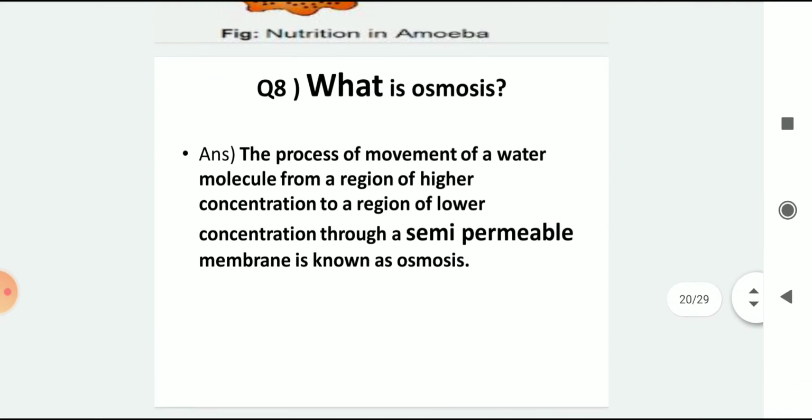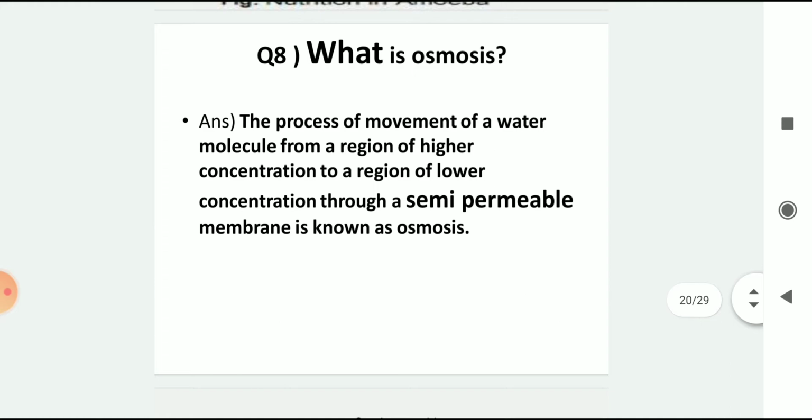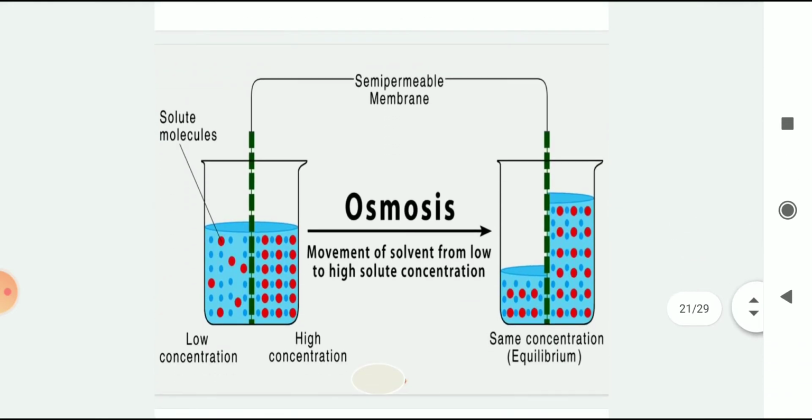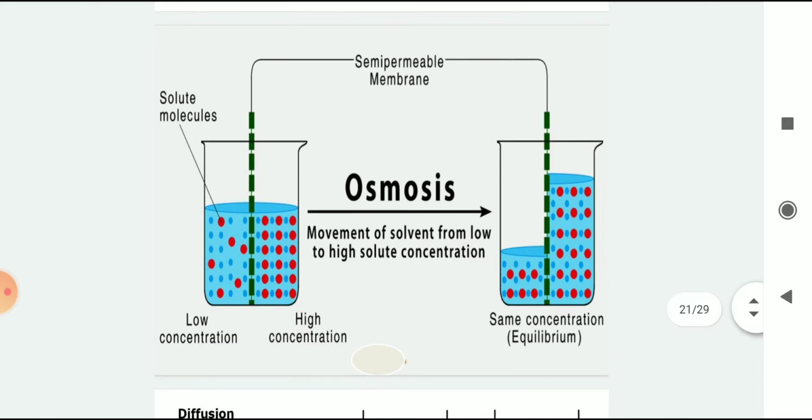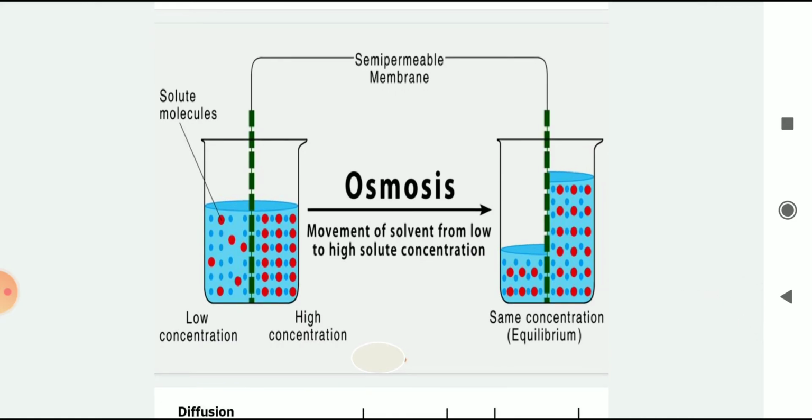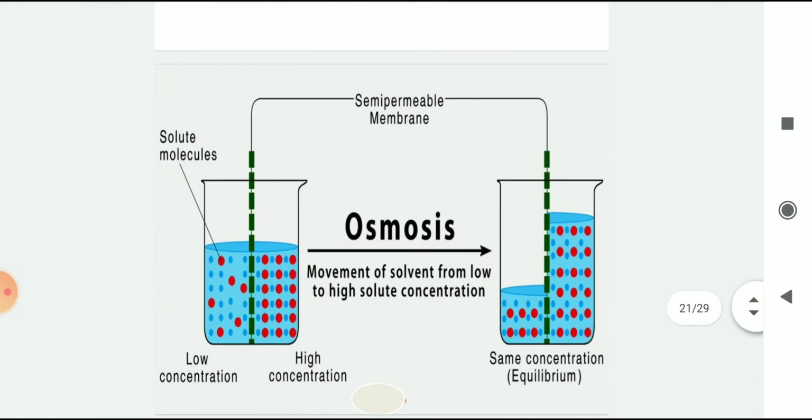Moving ahead, question number 8, what is osmosis? Osmosis is the process of movement of water molecules from a region of higher concentration to a region of lower concentration through a semipermeable membrane. This is very important, that osmosis will always take place in the presence of a semipermeable membrane. How does it happen? So when you are going to write this answer, please mention this diagram too.